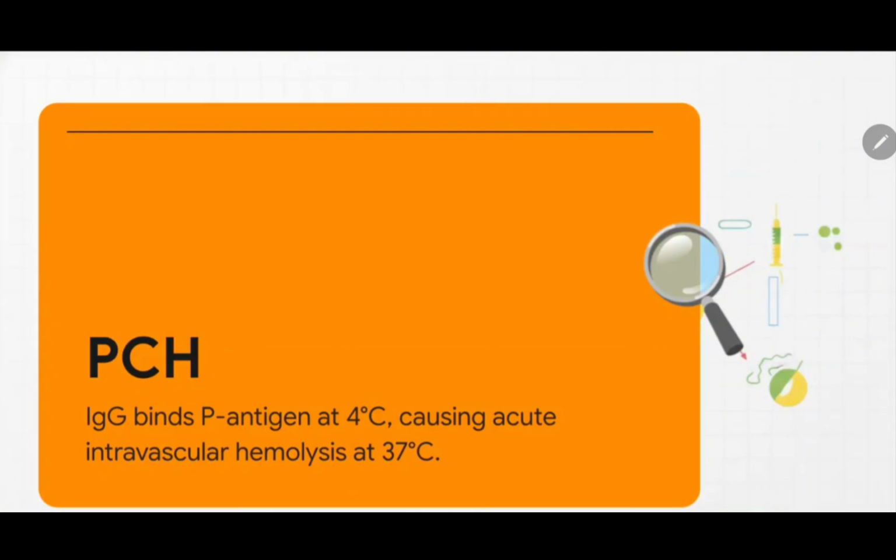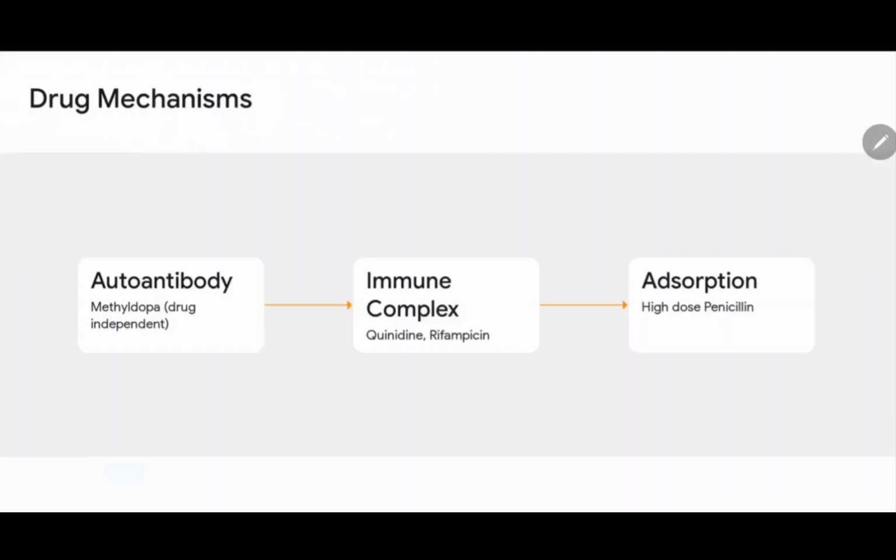In the cold extremities, right around 4 degrees, it binds to the P antigen on the RBC, but it doesn't destroy it just yet. Then, when the blood circulates back to the core body temperature of 37 degrees, it triggers massive complement activation and acute intravascular hemolysis. Remember, the investigation of choice here is the Donath-Landsteiner test, and it has a classic, highly tested association with tertiary syphilis.